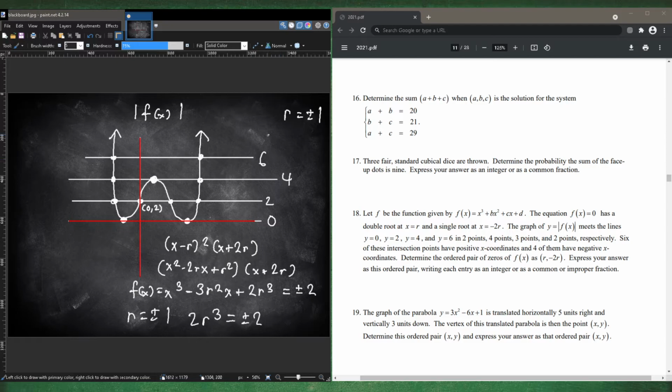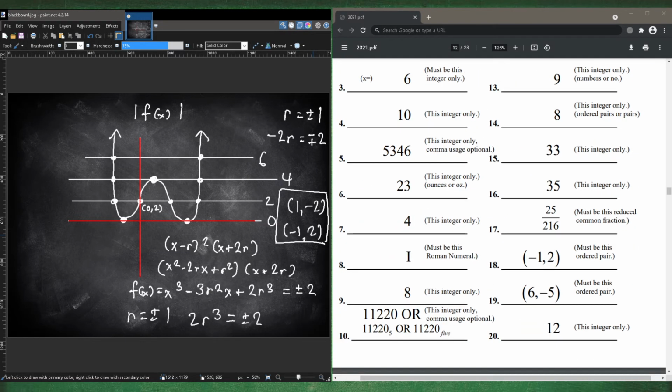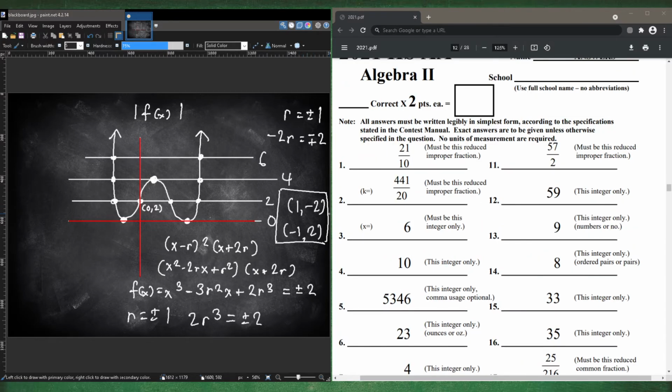That means the other root, which is negative 2r, is minus 2 if r is plus 1, or plus 2 if r is minus 1. So our possible answers are positive 1, negative 2, or negative 1, positive 2. So there are two possible answers, which contradicts what they gave in the answers, which said it's only negative 1, 2, but I really believe that 1 and negative 2 is also another possible answer.